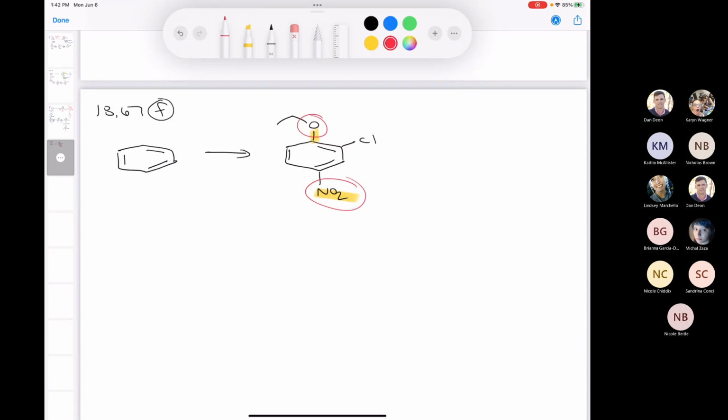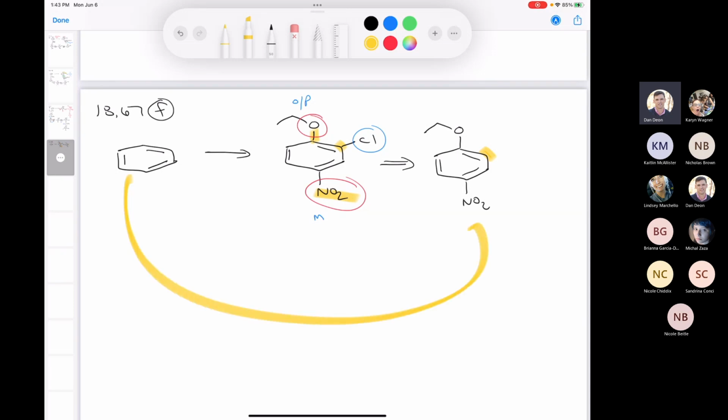And just the fact that we want to put this chlorine in, I mean, we've got an ortho para director here and we've got a meta director here. Both of those groups are directing to this position. And so just taking one step back, just one step, we would want to do this. We just want to have the ethoxy group and the nitro group. And again, they're both directing to this position. Here's my yellow highlighter. They're both directing here. And so all we'd have to do is a chlorination.